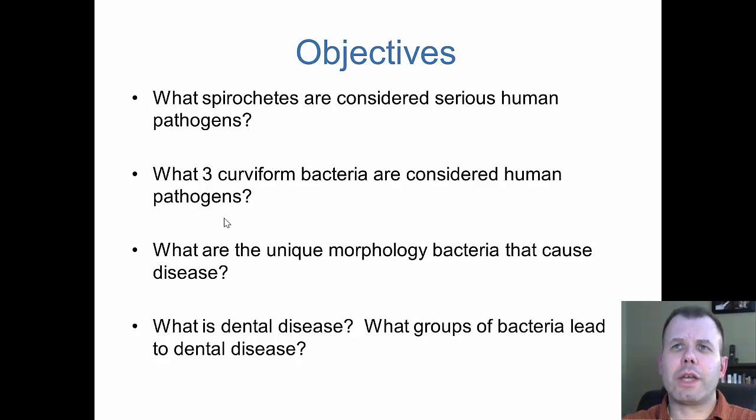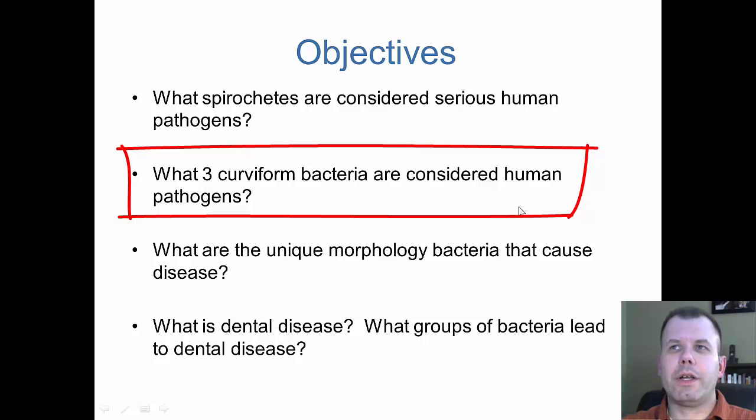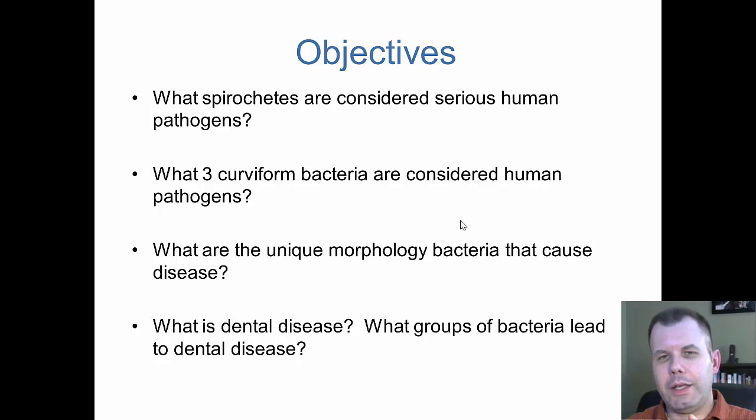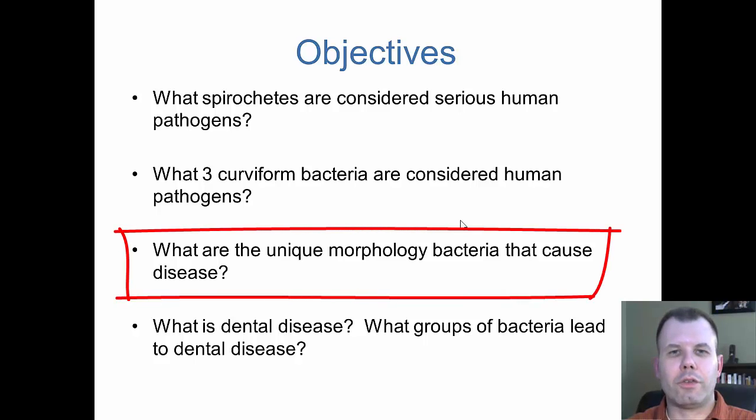The second thing we're going to look at are the three curviform bacteria that are considered human pathogens. The three that we're going to take some time and look at are Vibrio, the one that causes cholera, and then Campylobacter, which often causes some gastrointestinal distress, and finally Helicobacter, which is actually an infection of the stomach, and we'll look at that as well. And then we'll talk quickly about some that have unique morphology, one of them being Rickettsia. It causes Rocky Mountain spotted fever, which is another tick-borne disease.